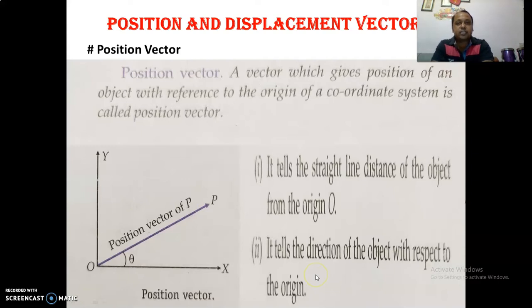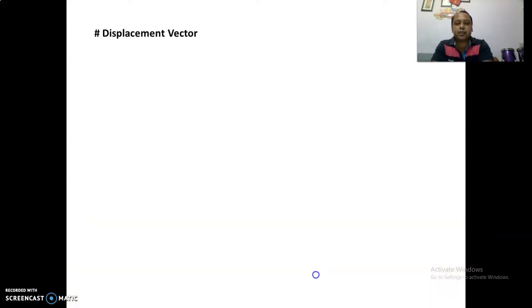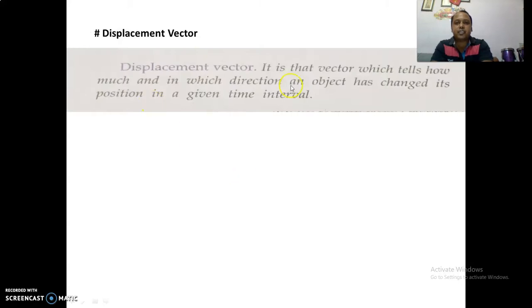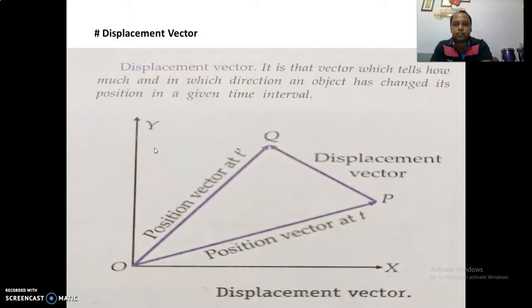Now next is displacement vector. The displacement vector is that vector which tells how much and in which direction an object has changed its position in a given interval of time. As the name suggests, displacement vector tells about the displacement, that is the initial position and the final position of the body. Let us see through this graph.